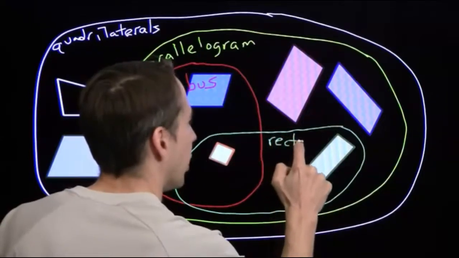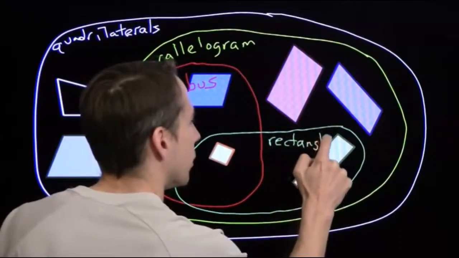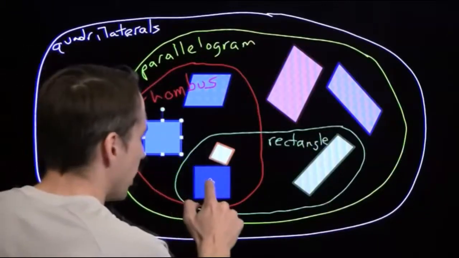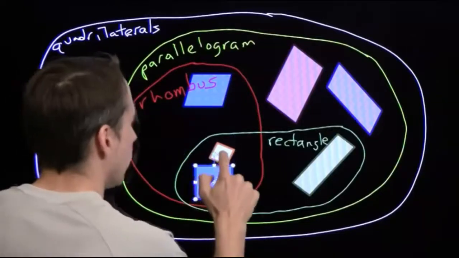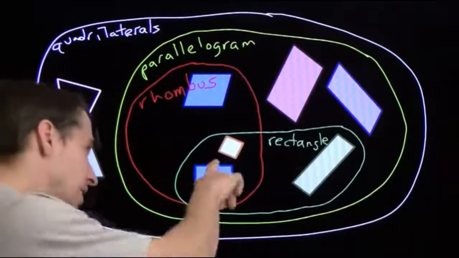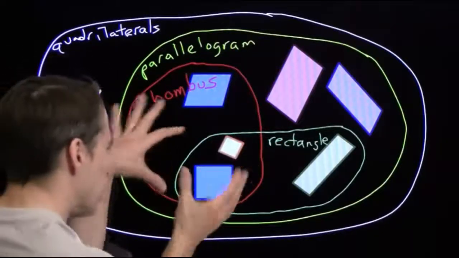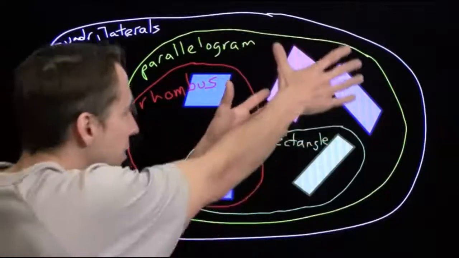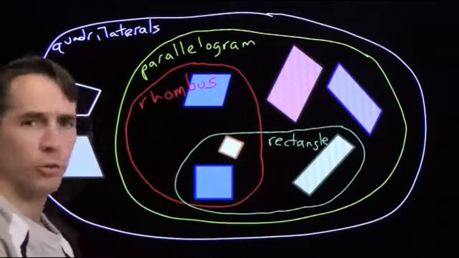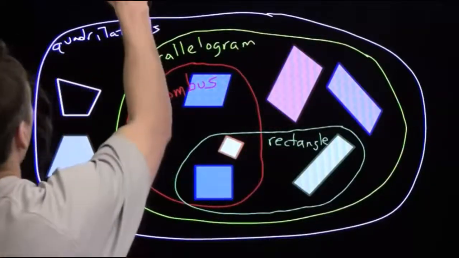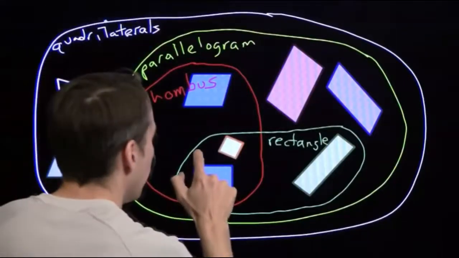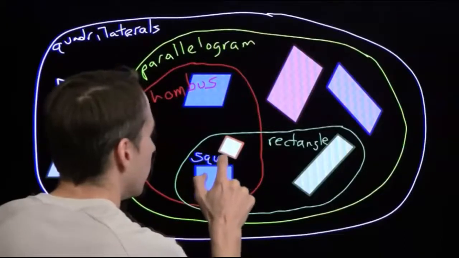And where the rectangles and the rhombuses overlap, that's our square. So I need to move this square in here as well. There we go. We got our squares. Each of these squares is a rectangle. Each of these squares is a rhombus. So those squares have to be in both loops, and we have to leave these 2 parallelograms outside of both of these loops. They're parallelograms, but they're not rectangles or rhombuses. So we can go ahead and label that. Let's grab another little color for that, and we'll call these the squares right in here.